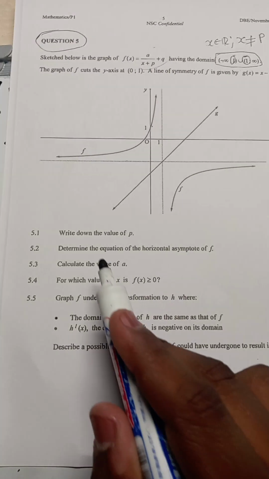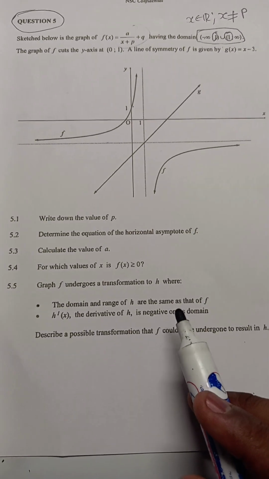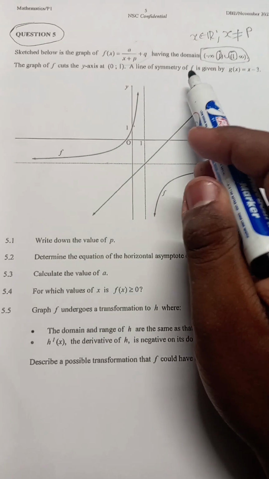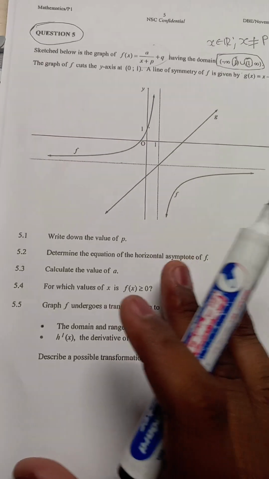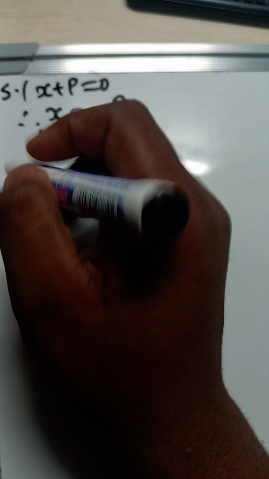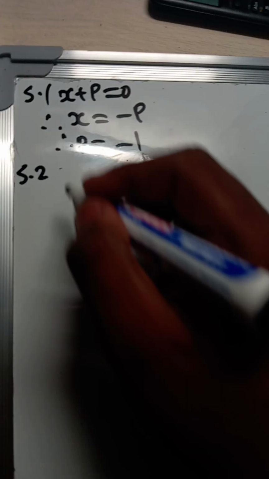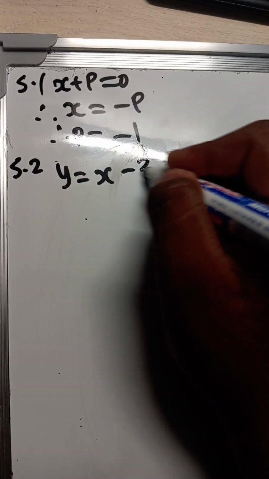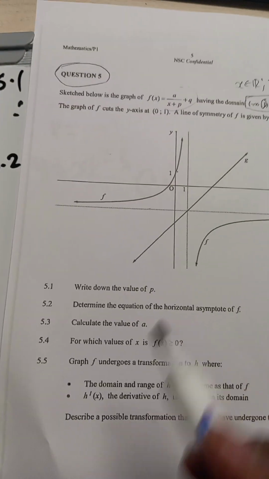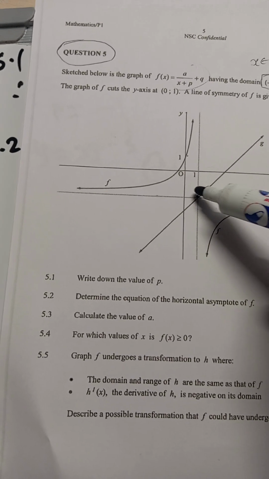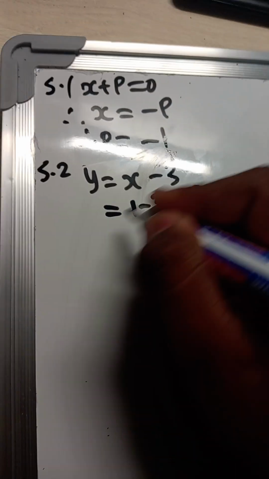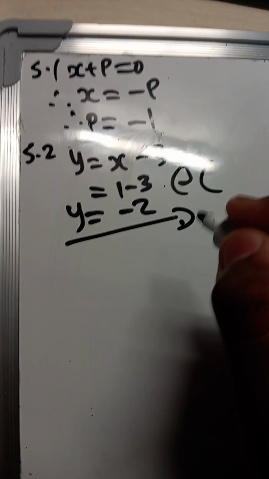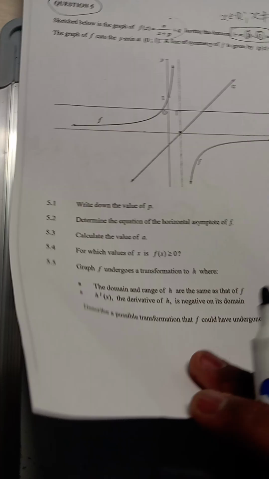The second one says, determine the equation of the horizontal asymptote. Oh, I omitted this one: there is a line of symmetry of f, and it is y equals x minus 3, passing through the points there. Since they want the horizontal asymptote, I can utilize the line of axis of symmetry, y equals x minus 3. Because it's a straight line, I'm just going to take this point there. At this point, x equals 1, but y is unknown. With x equals 1, my y equals negative 2. So the horizontal asymptote is negative 2.